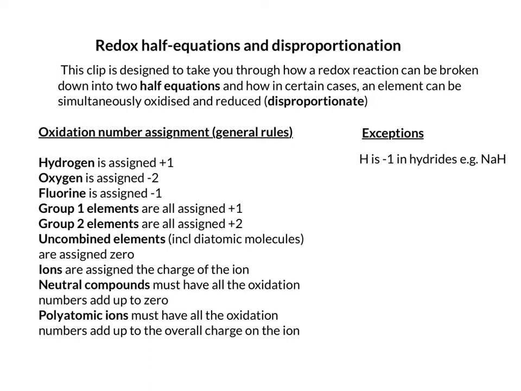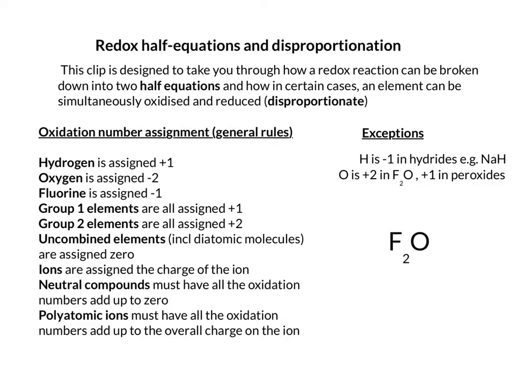So hydrogen is an oxidation number of -1 in hydrides. Oxygen is +2 in F2O or +1 in peroxides. We'll come back to a peroxide a little bit later on in the clip, so I'll leave that one for now. Let's think about why oxygen is +2 in F2O.